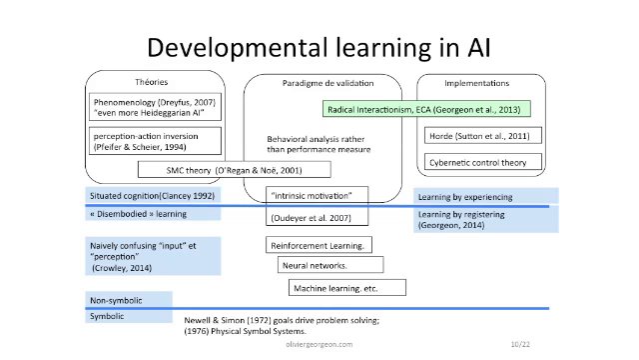So this gives an overview of developmental learning within the general field of AI. So you can situate it within the literature in AI.